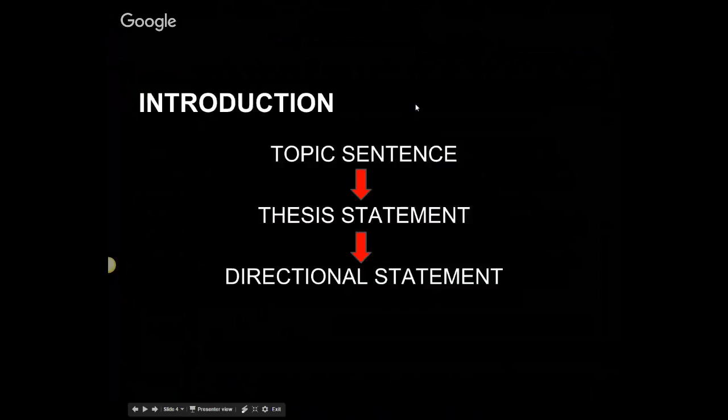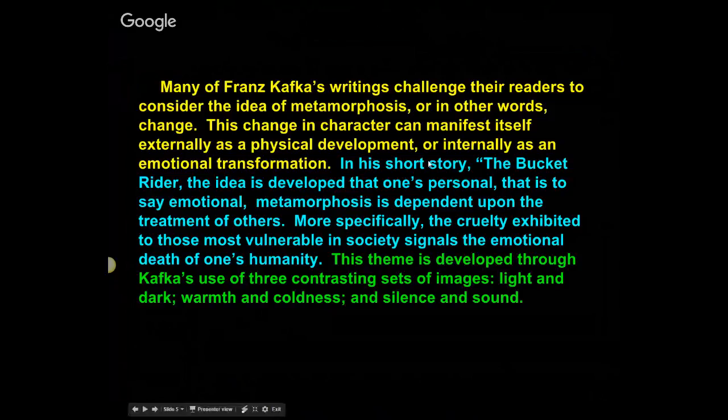topic sentence. So if I go back here and I have the topic sentence here, I need to start with, this essay is about a whole bunch of things. It's primarily about change on some level. Okay, so the topic sentence I have here is, many of Franz Kafka's writings challenge their readers to consider the idea of metamorphosis, or in other words, change. This change in character can manifest itself externally as a physical development, or internally as an emotional transformation.